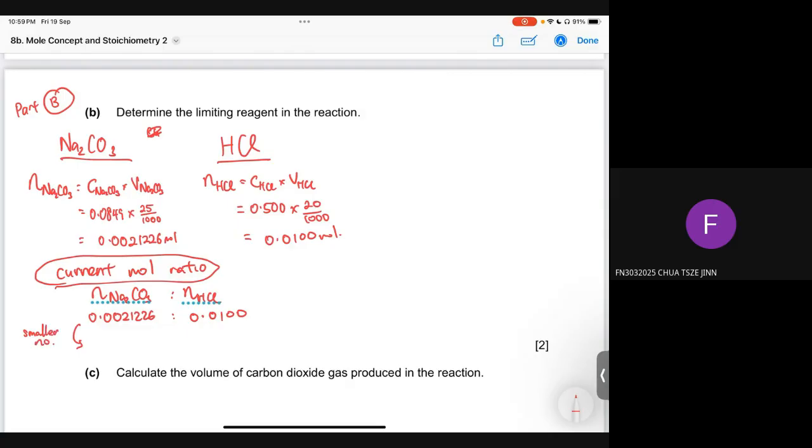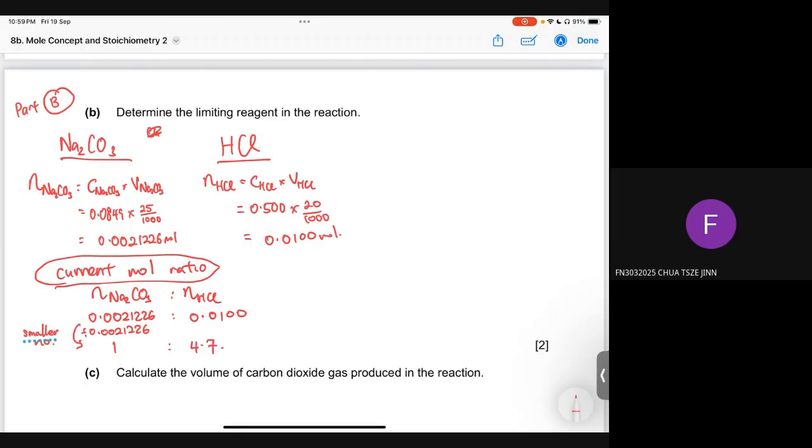So what's the smaller number, which is actually 0.0021226. Okay? So when I divide it by this number, I am going to get 1 is to, okay, I need to press my calculator. Please give me a moment. 0.01 divided by 0.0021226. So this will be 4.7.